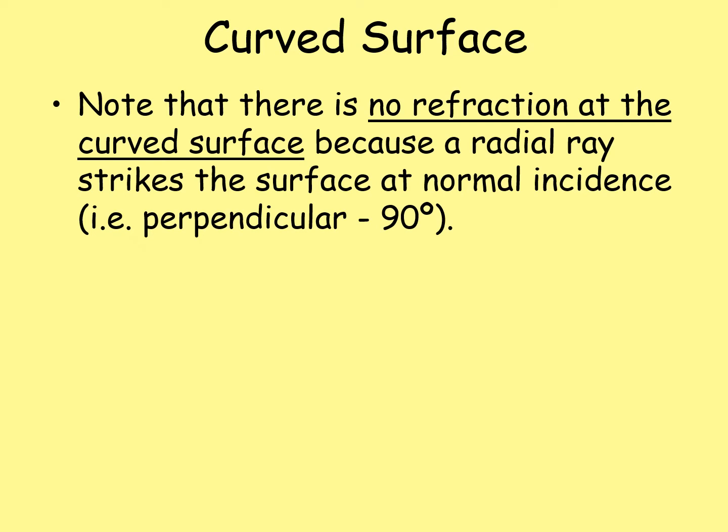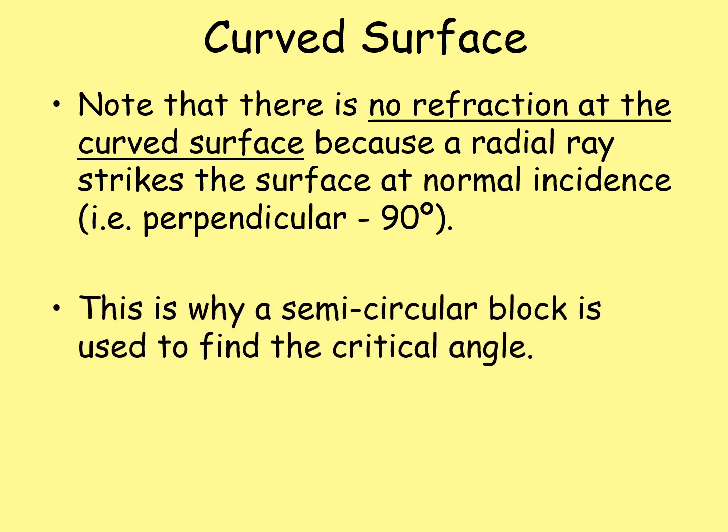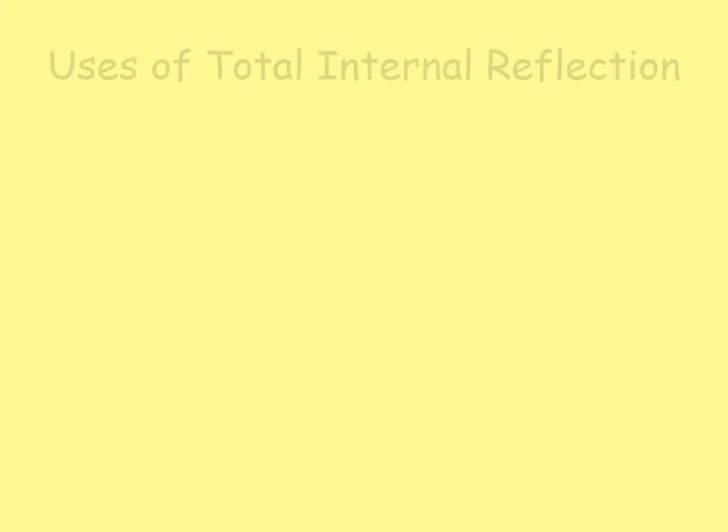Curved surfaces. Note that there is no refraction at a curved surface, because a radial ray, as you may know from maths, strikes a surface at normal incidence. That is, a ray acting towards the center of the block will always enter the surface at 90 degrees to the surface, that is, along the normal line. And we're aware from our previous work with refraction that if light enters into a different material along the normal line, although it will experience refraction, that is, its speed will decrease, there will be no change in direction. This is why a semicircular block is used to find the critical angle.